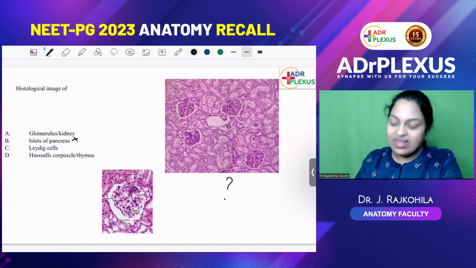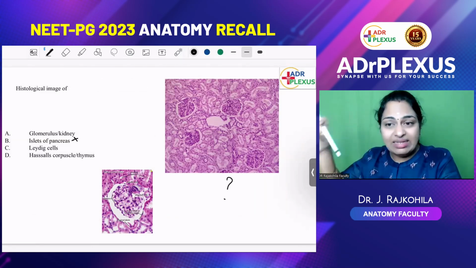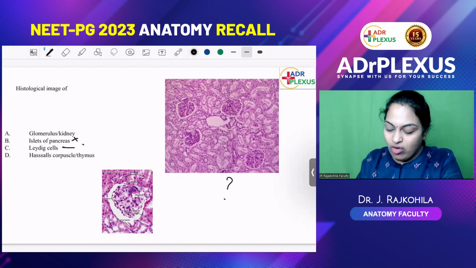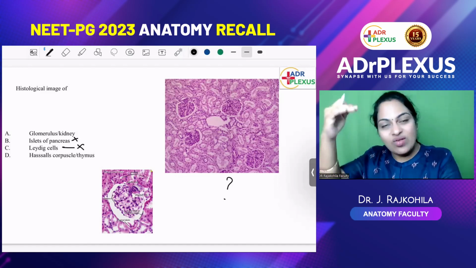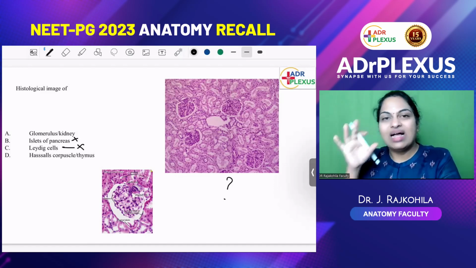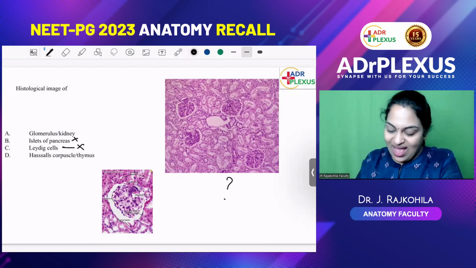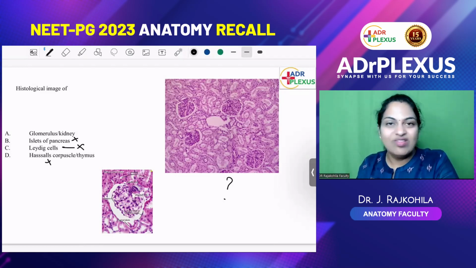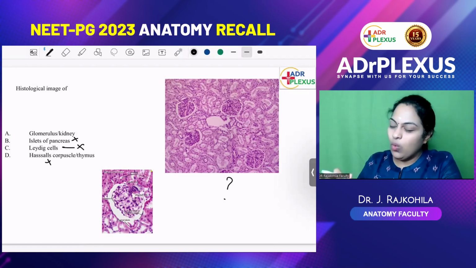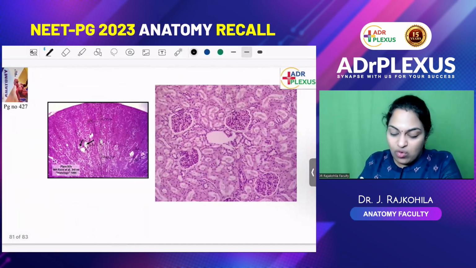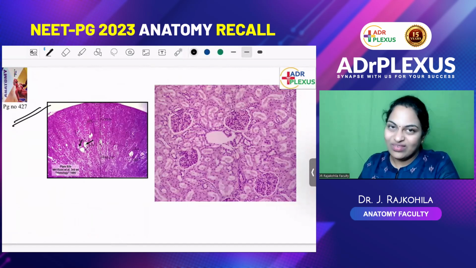So it cannot be the islets of pancreas, which are scattered, cellular, pale staining. It cannot be the Leydig cells found between the cross sections of the seminiferous tubules, large oval cells with darker, larger nuclei. No. And the Hassall's corpuscles, that whorl appearance, onion peel appearance. No. Okay, so we'll go with glomerulus of the kidney. Got it, right? Of course, the image of this is given in the workbook.